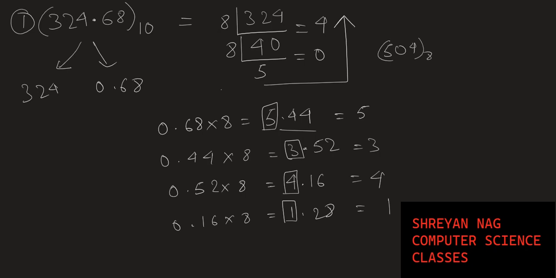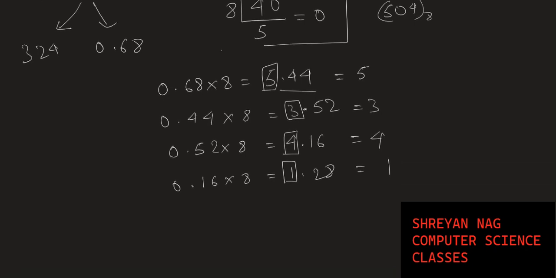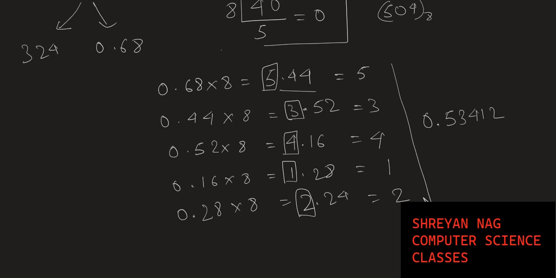So it is 1. As we have already told in the previous video, if you're not getting the end point, you need to stop at a certain level. So let us do it again. 0.28 into 8 equals 2.24. Take this part, place it here. So ultimately, on the very top, we are getting 0.53412 base 8.